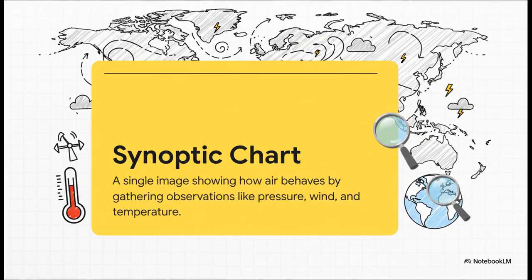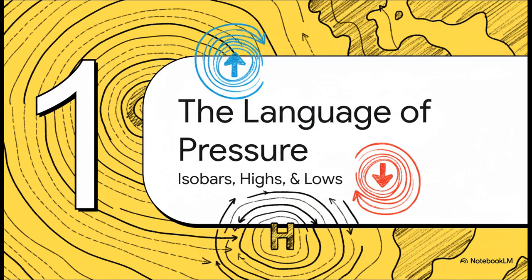All right, so first things first. What even is this thing we're looking at? It's called a synoptic chart. And honestly, the best way to think about it is like a weather selfie for a huge area. It captures one single moment in time, showing us pretty much everything we need to know about what the atmosphere is up to.